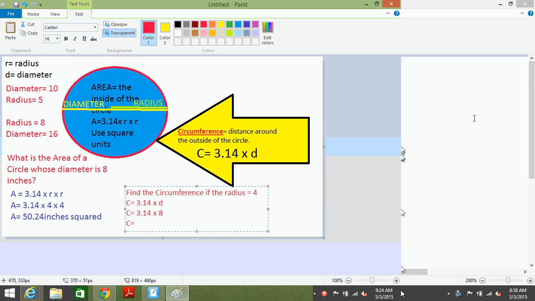And I get C equals, what'd you get? 25.12 is correct. Feet. Let's use feet for this. Okay? So very simple there. Any questions for circumference? Okay, flip over on the back of your milestone sheet.